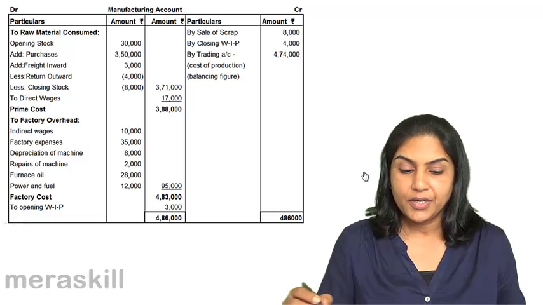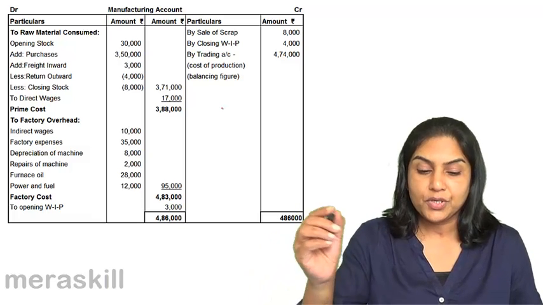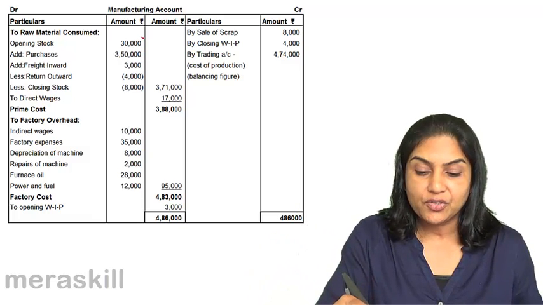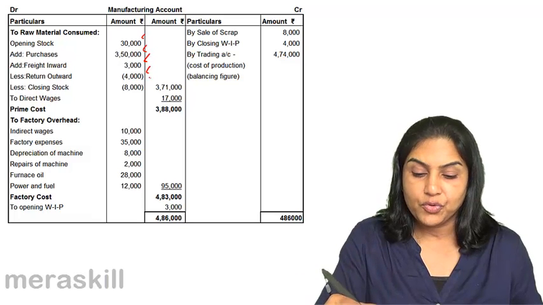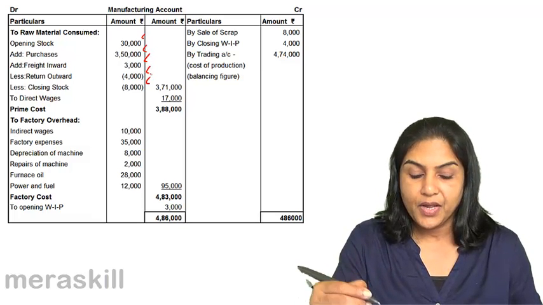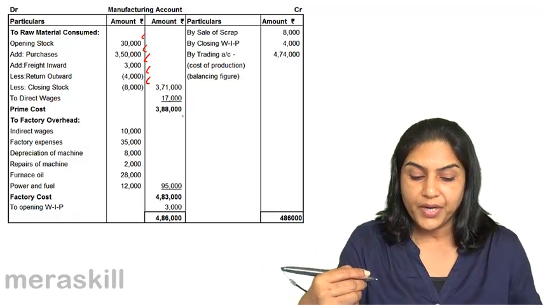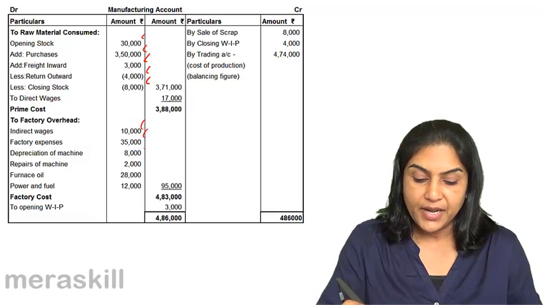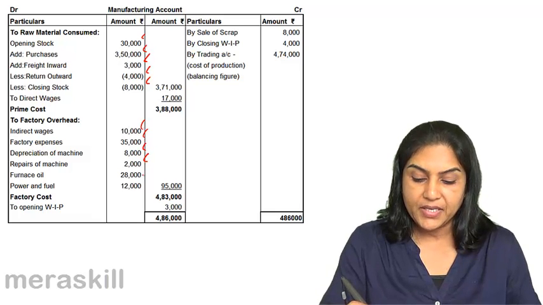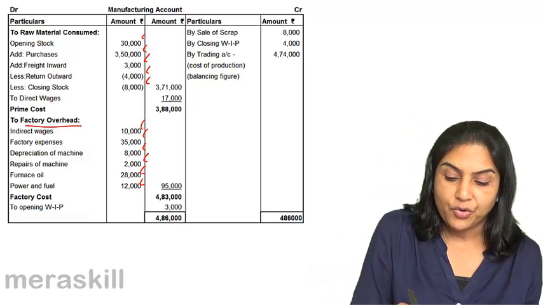Let us take a look here. To raw material consumed, you have opening stock of 30,000 plus purchases, add freight inward, less return outward, purchase return 4,000, less closing stock. Add direct wages, you get prime cost. To factory overhead, we have indirect wages of 10,000, factory expenses, depreciation on machinery, repairs, furnace oil, power and fuel. These are the factory overheads.